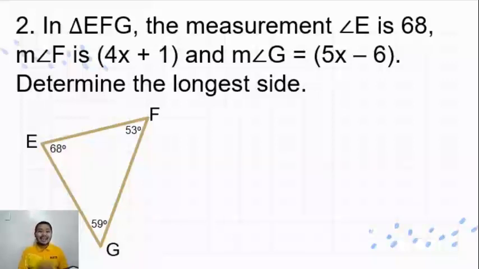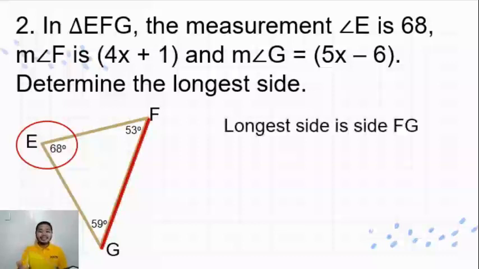So, ano yung angle na may pinakamataas yung measurement niya? Tama, yung angle E. So, therefore, para malaman yung longest side, ano yung opposite side ng angle E natin? That is side FG. So, ibig sabihin niyan dito, yung side FG is the longest side.